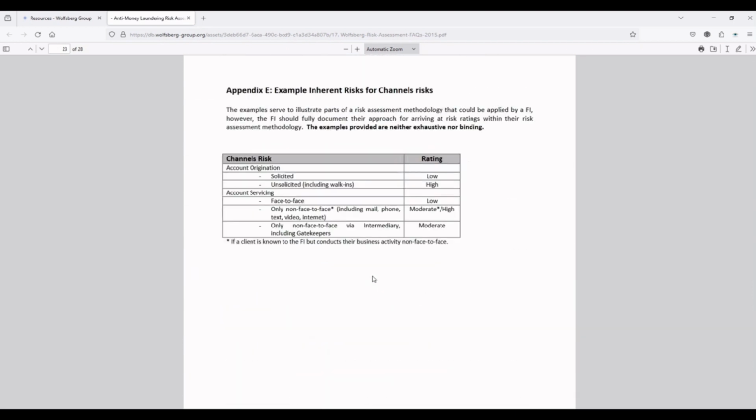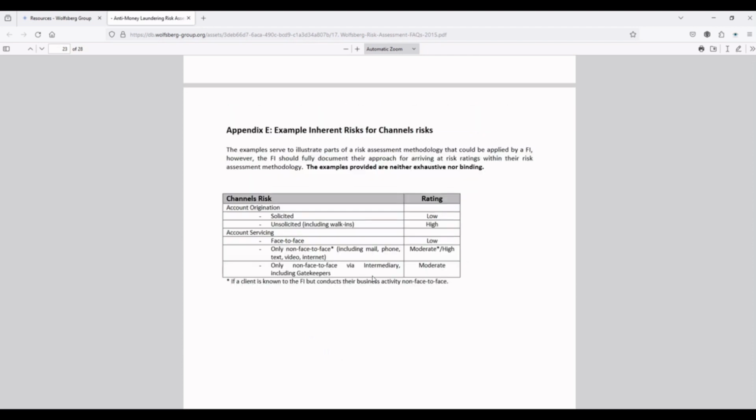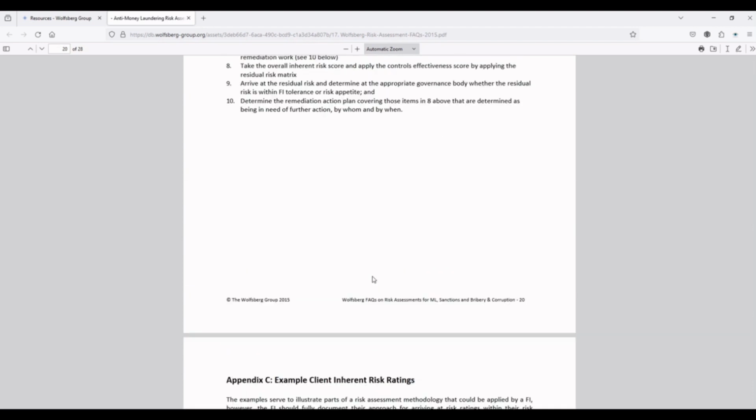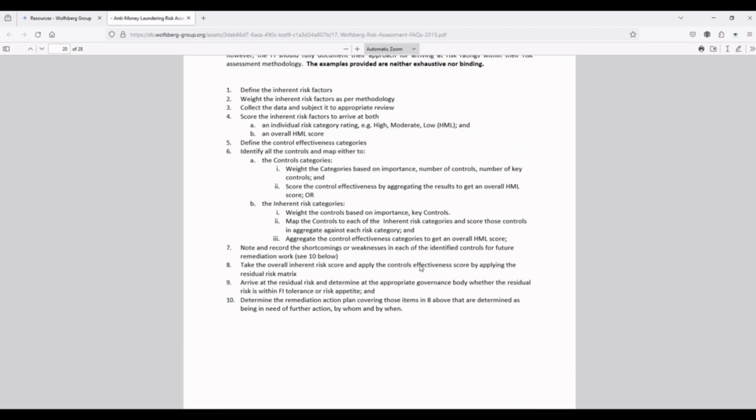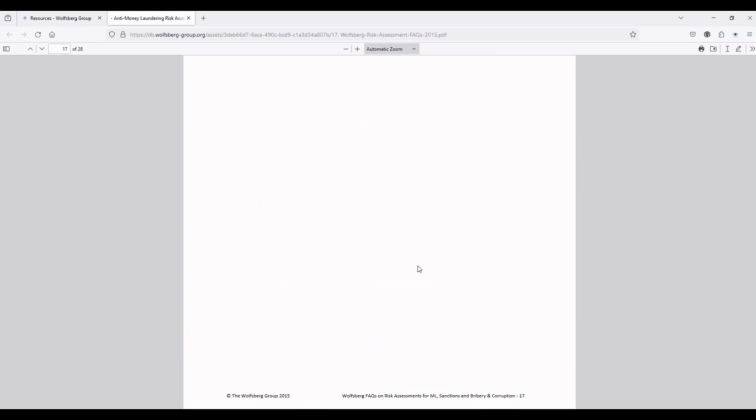So you can customize your risk assessment on the basis of this document. This guideline is very useful for you. So I suggest that you go through this document before preparing your risk assessment.